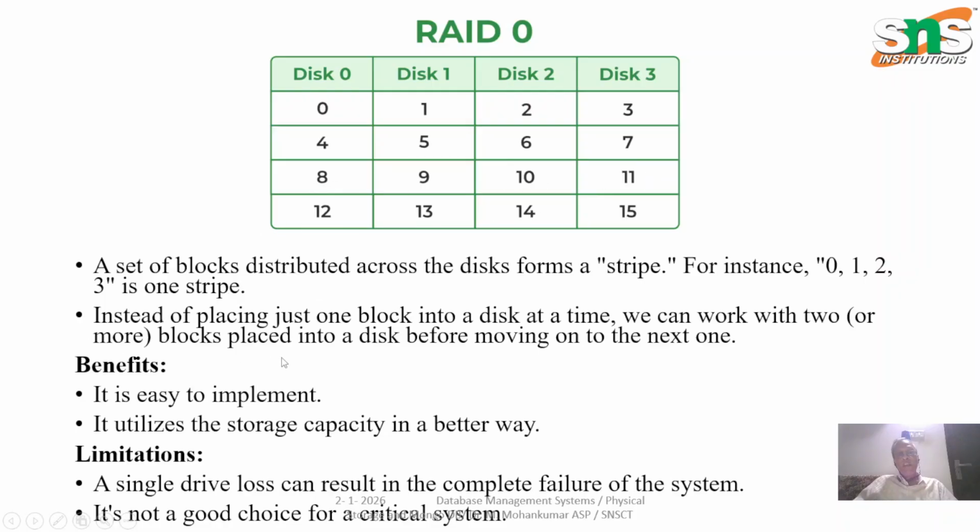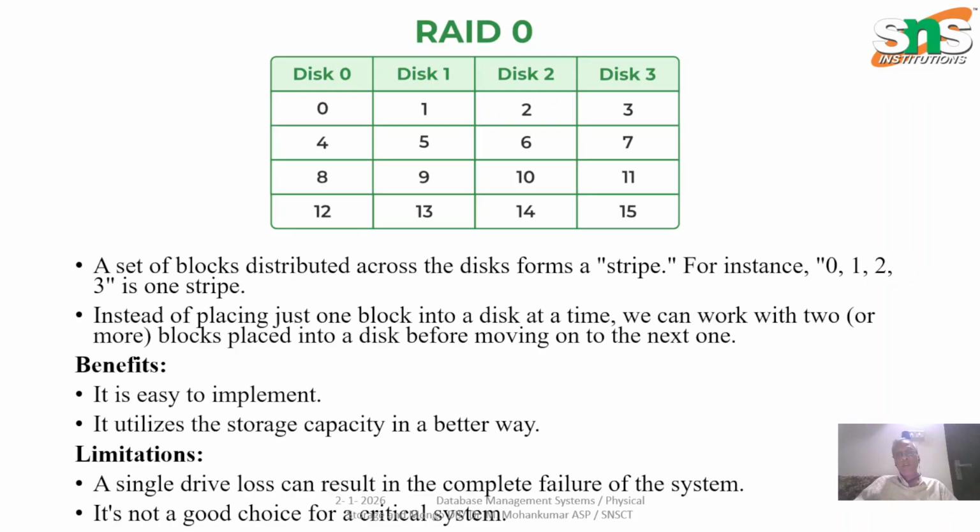Instead of placing just one block onto a disk at a time, we can place two or more blocks onto a disk before moving on to the next one. Benefit: it is easy to implement, and it utilizes the storage capacity in a better way. Limitation: a single drive loss can result in complete failure of the system. It is a major drawback of RAID 0, and it's not a good choice for critical systems.